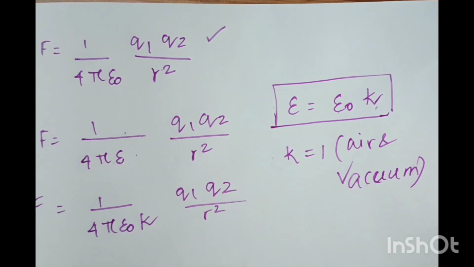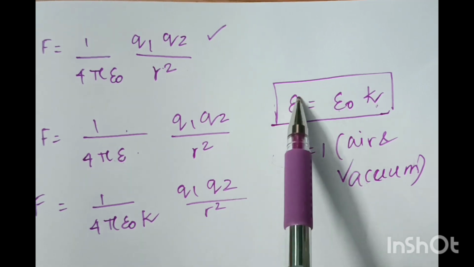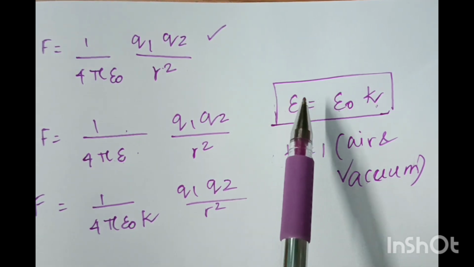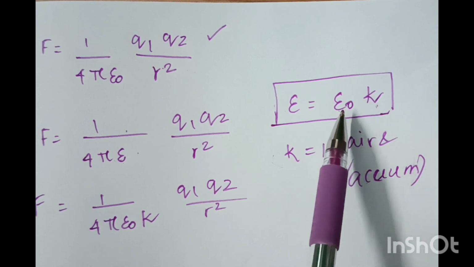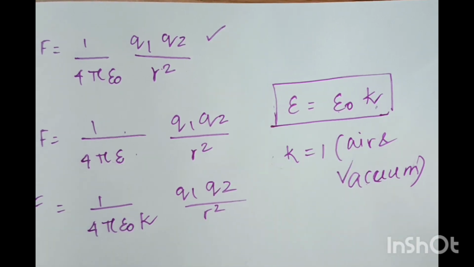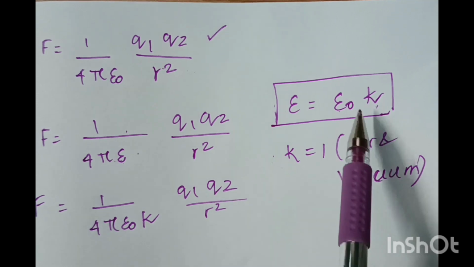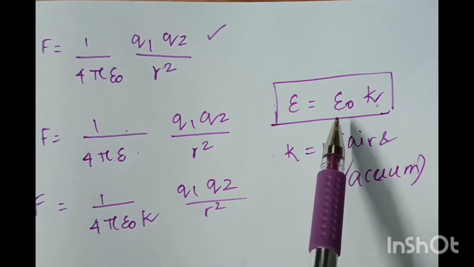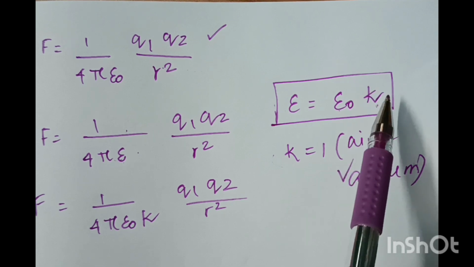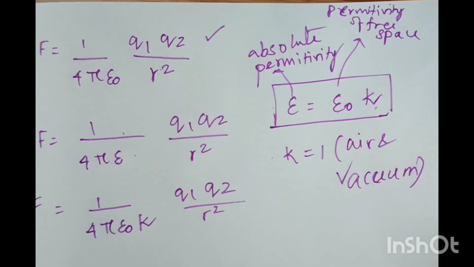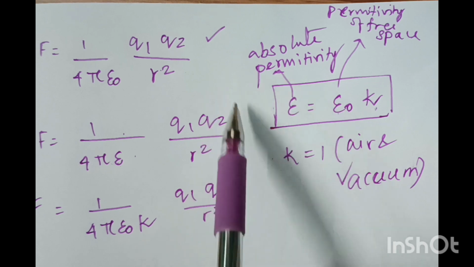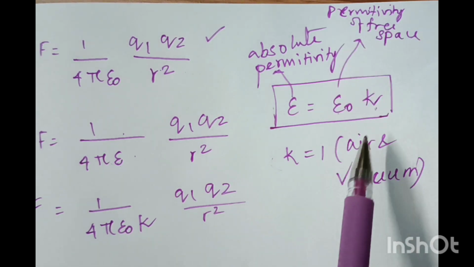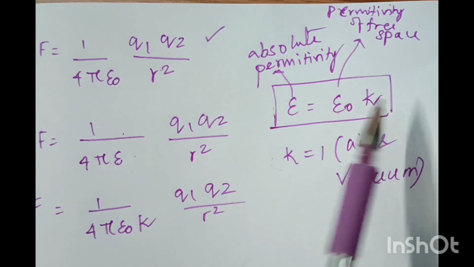And I actually didn't tell you the names of ε0. So ε0 is the permittivity of free space. K is the dielectric constant or relative permittivity. Yes, now I have mentioned it. So this is the absolute permittivity, this is the permittivity of free space, and this is the dielectric constant or relative permittivity.